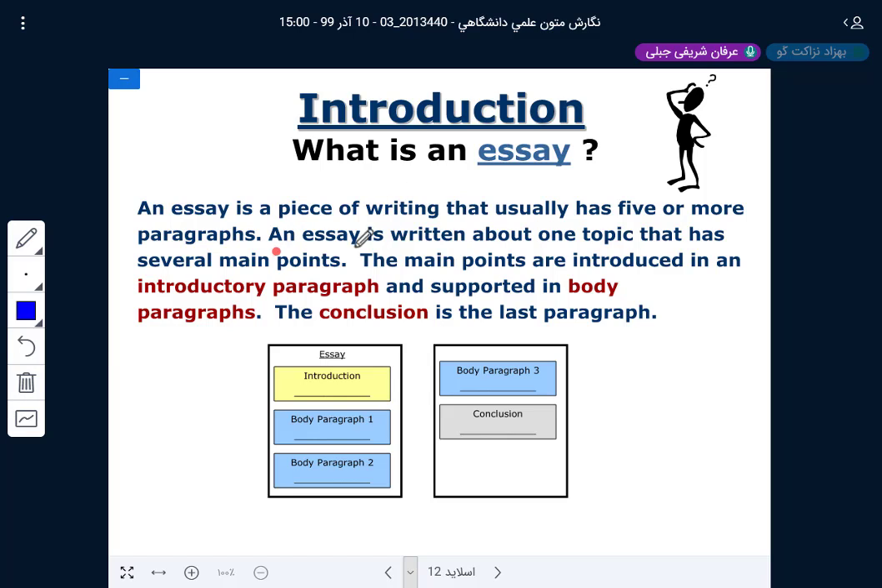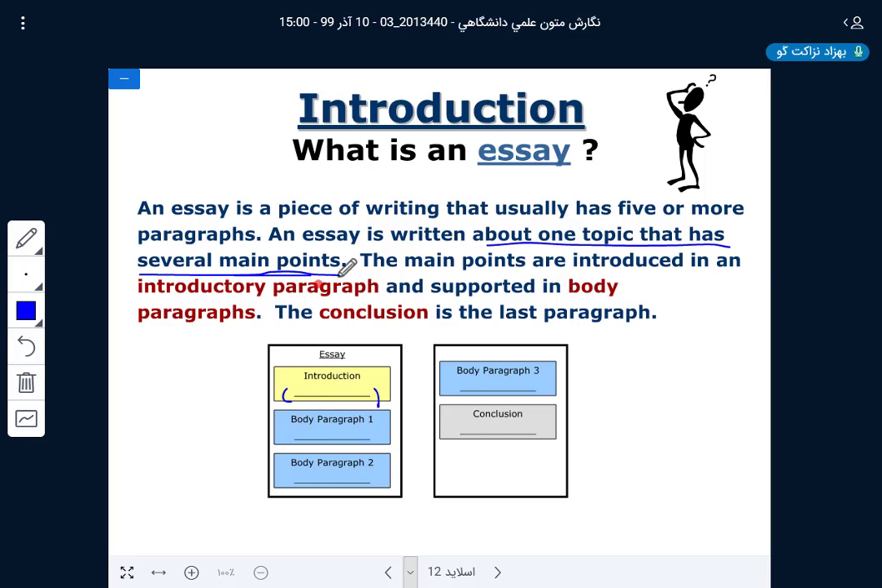An essay is written about one topic that has several main points. The main points are introduced here in an introduction. The last line in an introduction paragraph is called the thesis statement. The thesis statement is actually about one topic, and it has several main points, the subpoints I showed you in the previous example. So they are some subpoints.